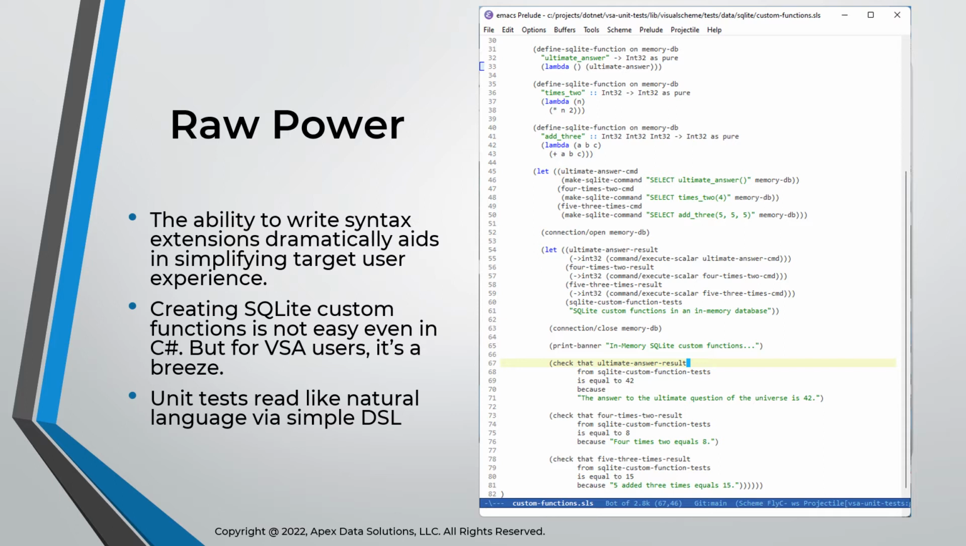In this screenshot over here, you can see that we use macros quite a bit, even in our unit tests. We got SQLite custom functions and unit test execution that reads like plain English. None of this would be done, least of all easily, without the syntax extension facility of Scheme, which is just incredibly powerful. And I really became a true believer when I was working on this.